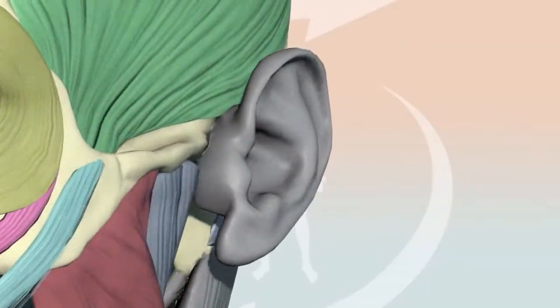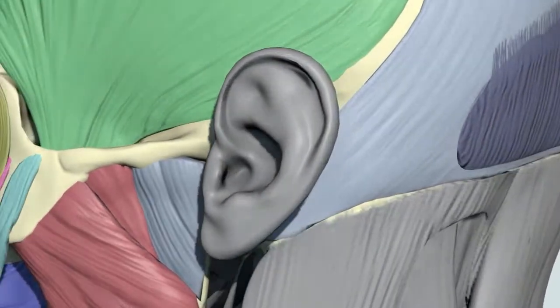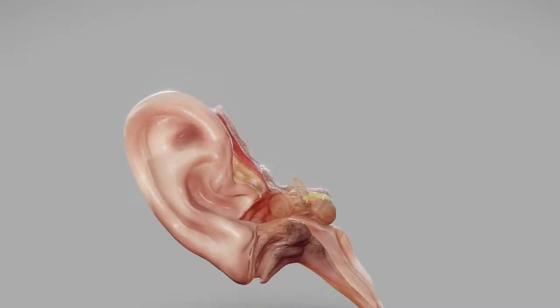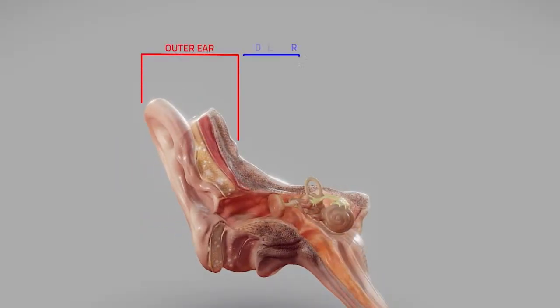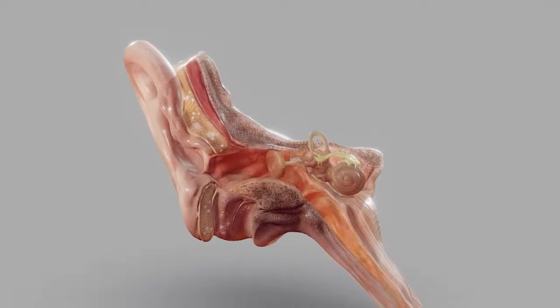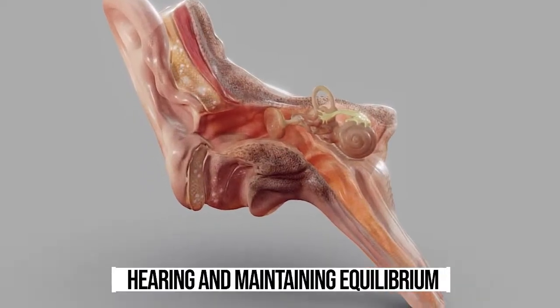The human ear is a complex organ responsible for hearing and balance. It is divided into three main sections: the outer ear, the middle ear, and the inner ear. Each part plays a crucial role in the process of hearing and maintaining equilibrium.